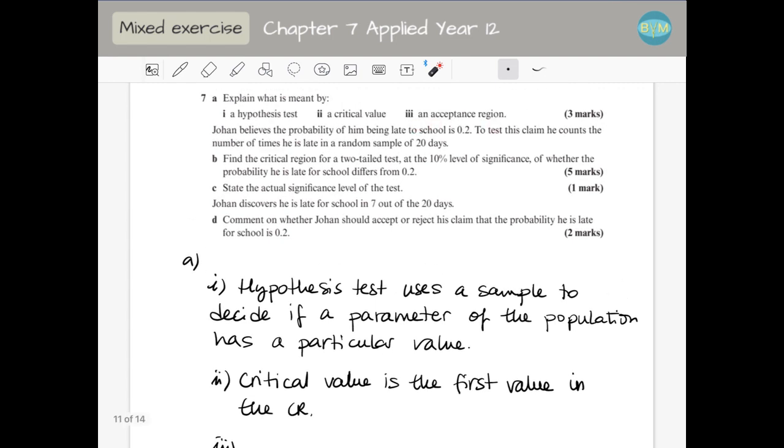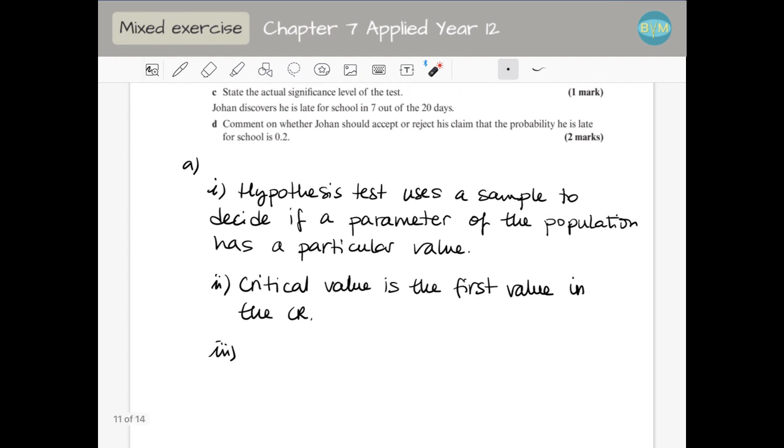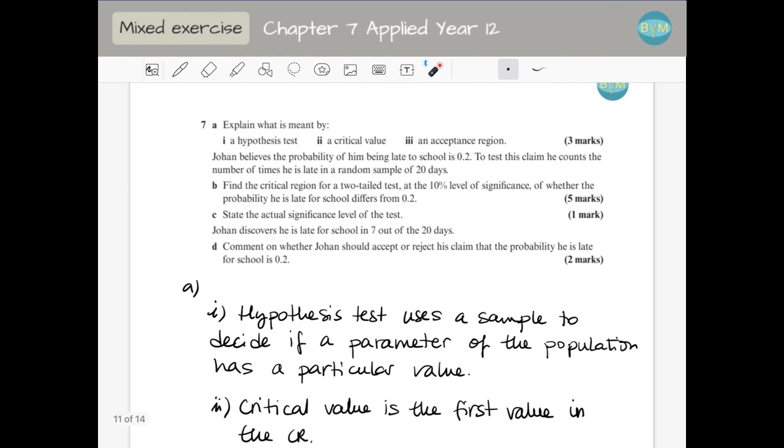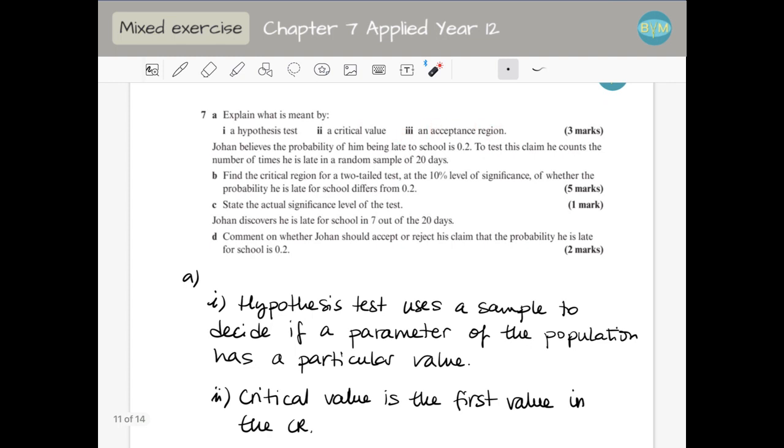An acceptance region is the opposite to critical region, so it's where we accept H0. So the critical region is the region of rejection. If our value falls in the critical region, we reject, but if our value falls in the acceptance region, we accept H0. That's less common. Usually you can see this much in the questions.